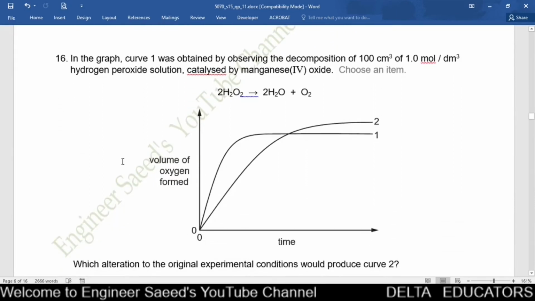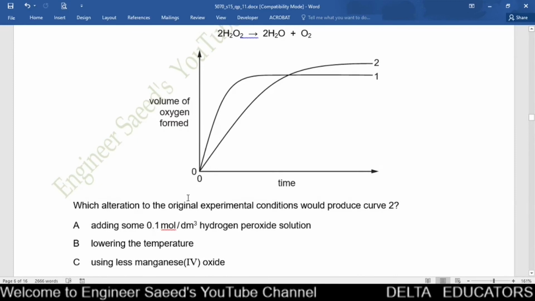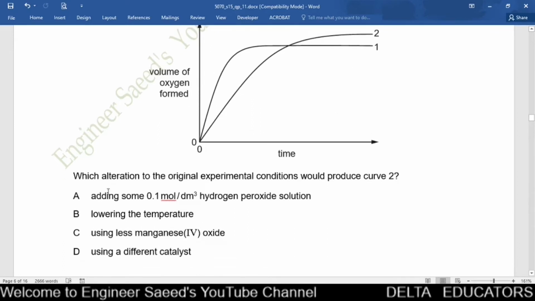Question number 16. In the graph, curve 1 was obtained by observing the decomposition of 100 cm³ of 1 mol/dm³ hydrogen peroxide solution catalyzed by manganese oxide. Which alteration to the original experiment conditions would produce curve 2? Curve 2 shows that the volume of oxygen formed is more as compared to the volume of oxygen formed in curve 1. Now we check the options. Option A: adding some 0.1 mol/dm³ hydrogen peroxide solution.